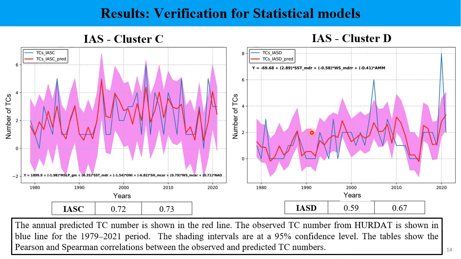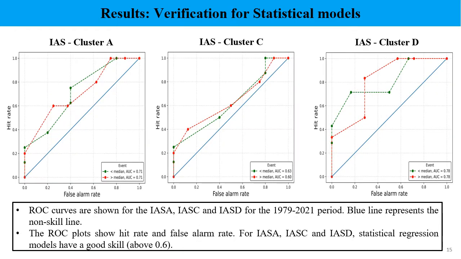You can see also the models for the cluster C and the cluster D with their equation and the Pearson and the Spearman correlation. For the verification of the statistical models, we compute the ROC curve of the models. You have to remember that to understand the ROC curve, it must be above this blue line, that is the line of no skill, because if the model falls below this line of no skill, the model doesn't have ability to discern between the occurrence and non-occurrence of an event.